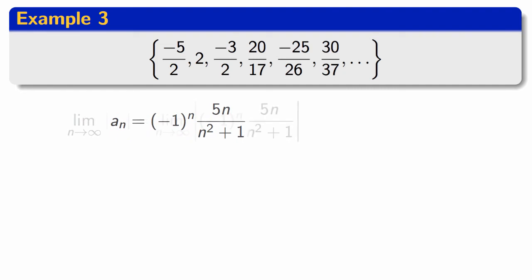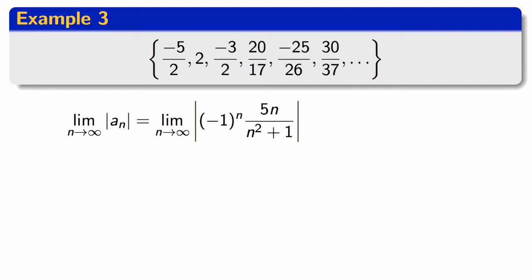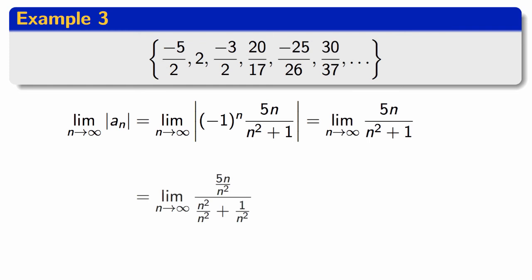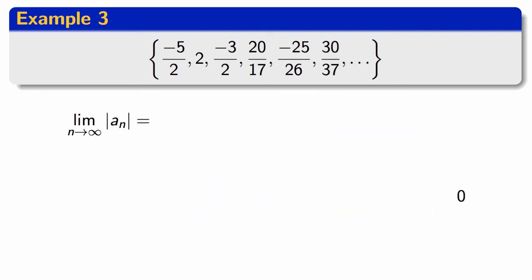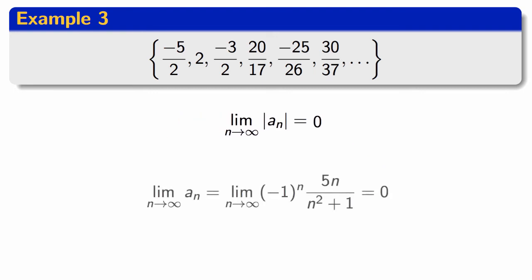Taking the absolute value of these terms, we can now evaluate this limit using Calculus 1 techniques. We could use L'Hopital's rule again, but that would be overkill. In general, to find the limit of a rational function, divide each term by the largest power of n that appears in the denominator. In this case, n squared. Simplifying and then taking the limit of this equivalent expression, we get 0 over 1 plus 0. Applying our theorem, this tells us that the given sequence converges to 0.